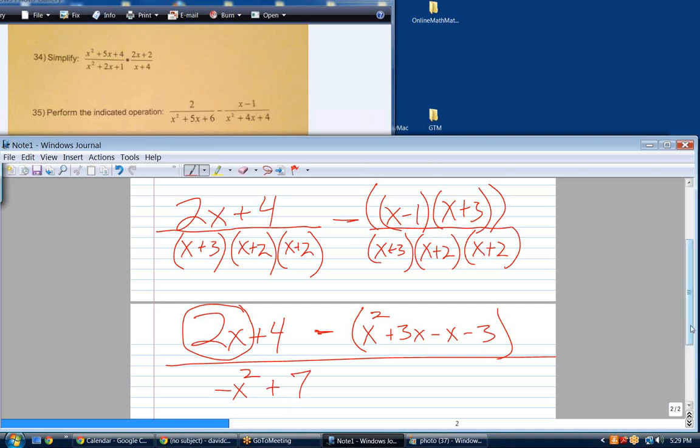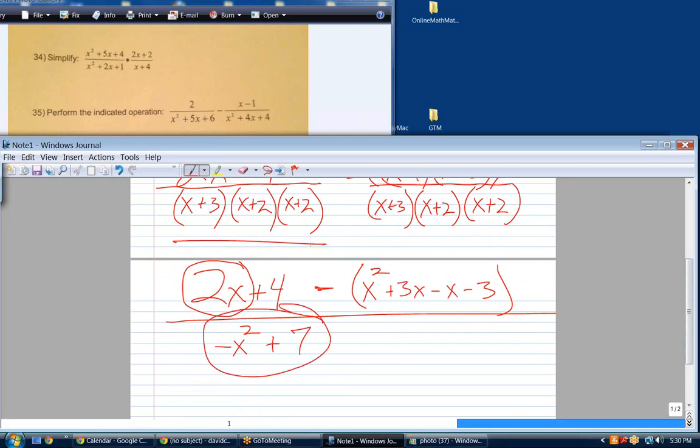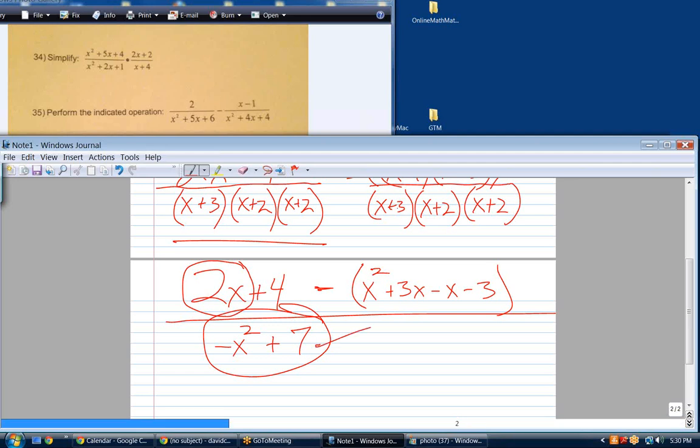Okay, so that's my answer: this divided by that. And there's nothing more I can do to it. I can't simplify it anymore. If somehow I could extract an x plus 3 or an x plus 2 out of this, I would and then cancel it, but I can't.